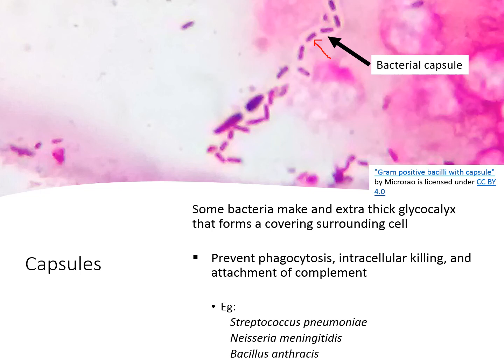Many studies have shown that encapsulated strains of bacteria, like the pneumococci and like Bacillus anthracis, are more virulent and more resistant to phagocytosis and intracellular killing than are the non-encapsulated strains.